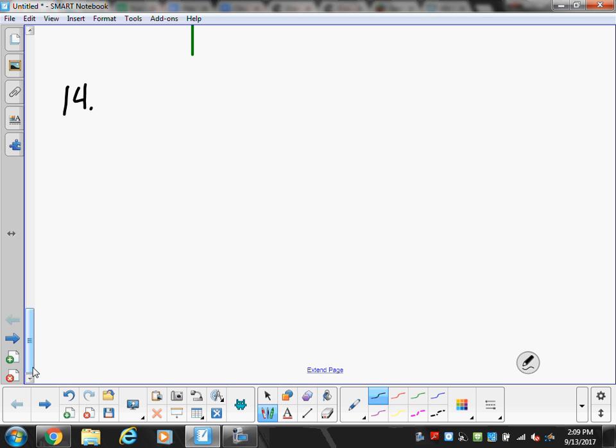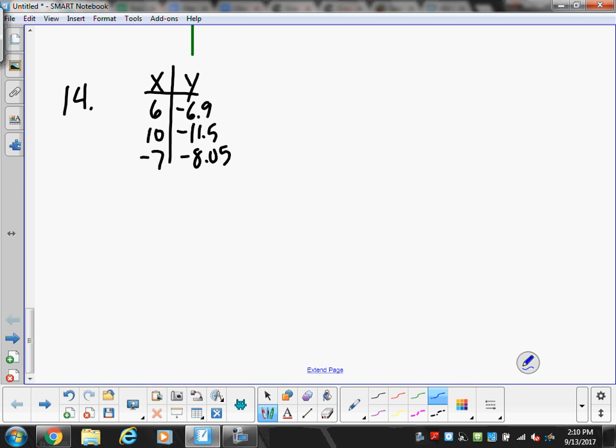Turn the page over. Number 14. No. I can understand why you would think that though, because this is what we would have done in the past with this a lot. Let's find the slope.